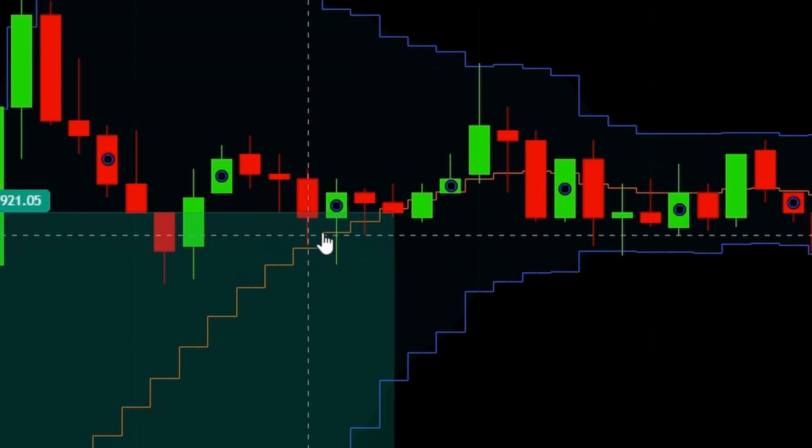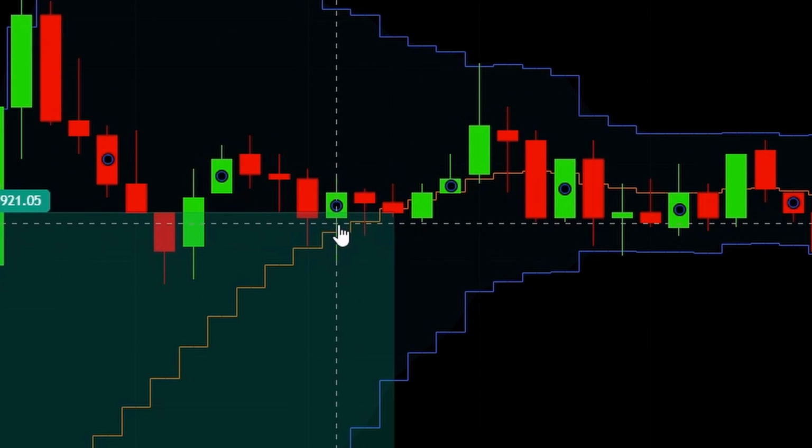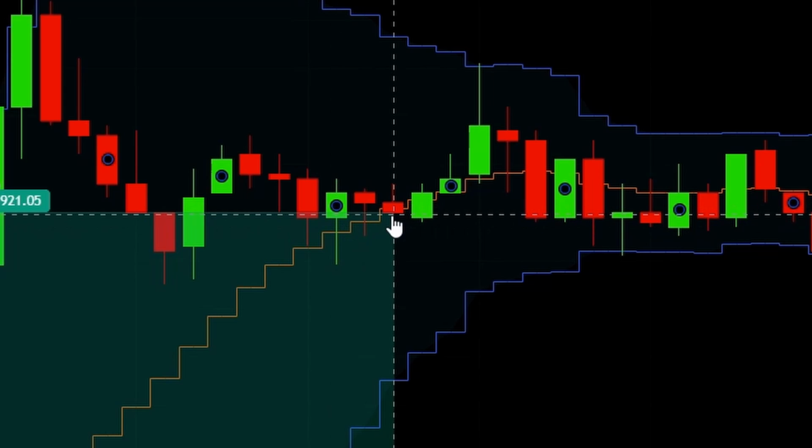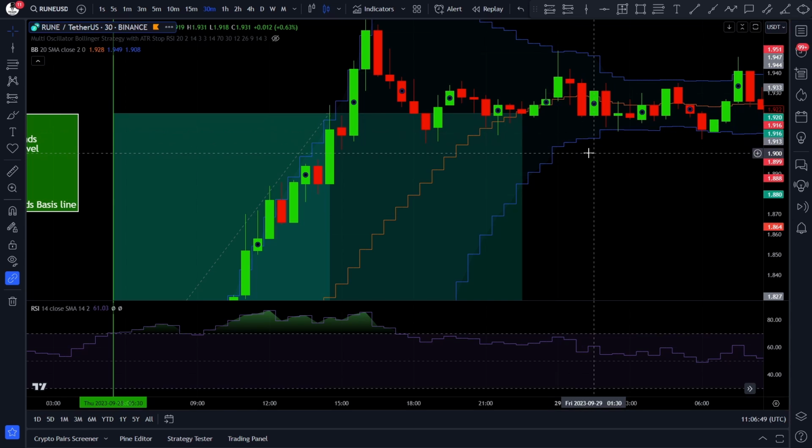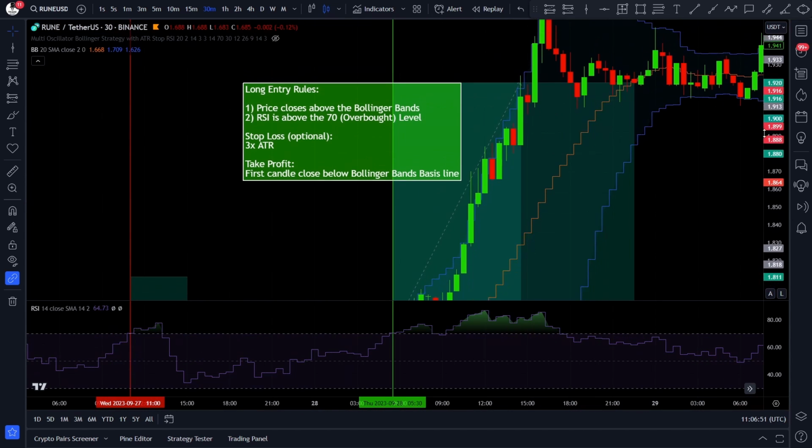On these candles, the price goes below the Bollinger Bands basis line, but they don't close below it. However, on the next candle, we get a break of the basis line and a close below it. So we will exit the position at the close of this candle or at the open of the next candle. Now let's go over the short examples, then I will show you the optimized version.